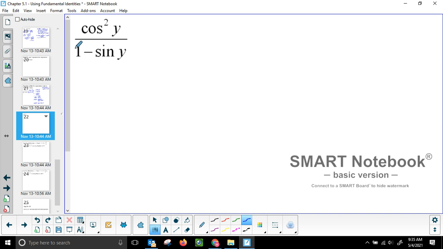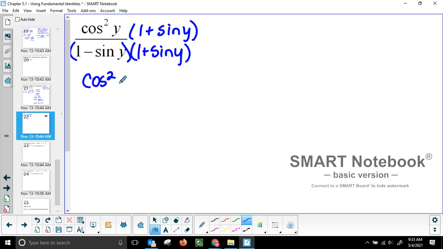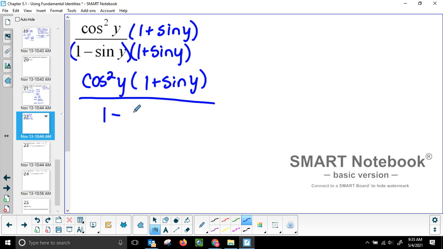So of course this works pretty much the exact same, right? We multiply by the conjugate. So we have to do that same thing to the top. All right. So then we end up getting cosine squared y times 1 plus sine y over 1 minus sine squared.